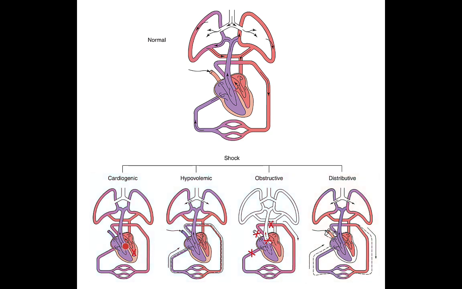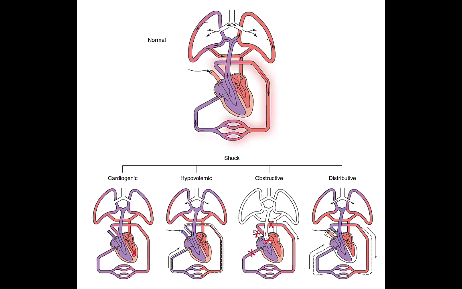Cardiac output is decreased in cardiogenic, obstructive, and hypovolemic shock. In distributive shock from sepsis or anaphylaxis, it is increased. In CNS shock, cardiac output is decreased because there is loss of nervous supply to the heart.